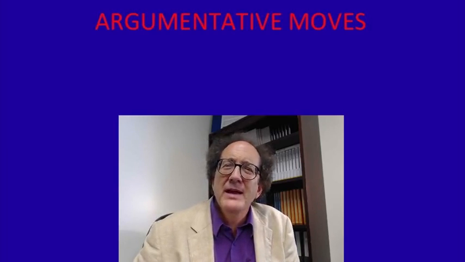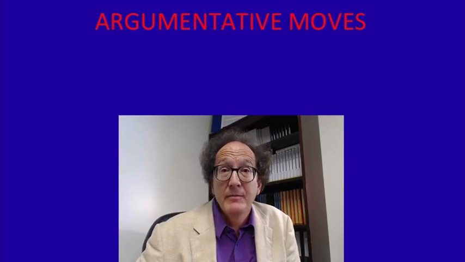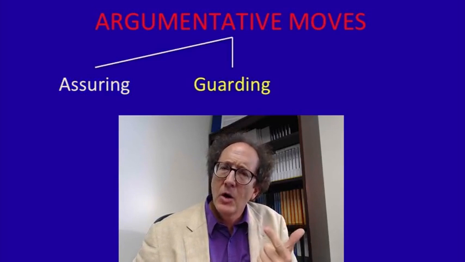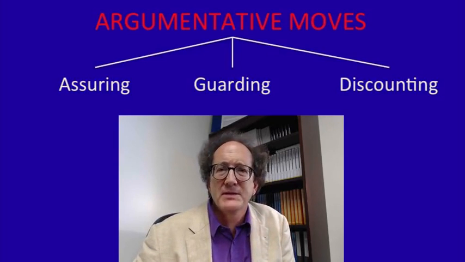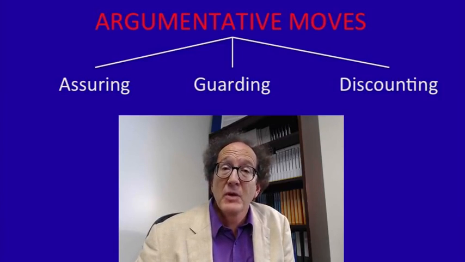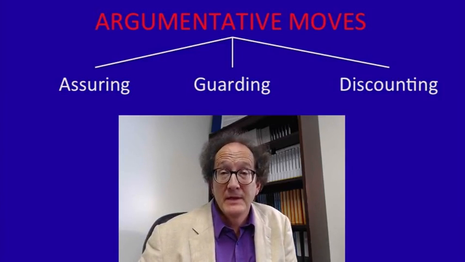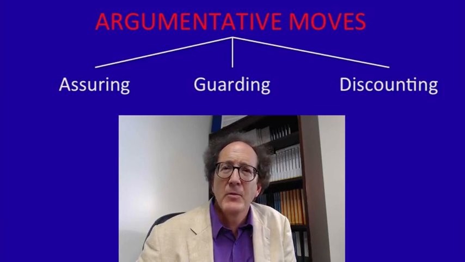In the previous lecture, we looked at the skeptical regress problem, and I introduced three different ways of solving that problem in practical life, namely assuring, guarding, and discounting. Those are three ways to solve the skeptical regress problem in practical life. And in the next three lectures, we're going to look at each of these in much more detail and more carefully so as to understand how they work.